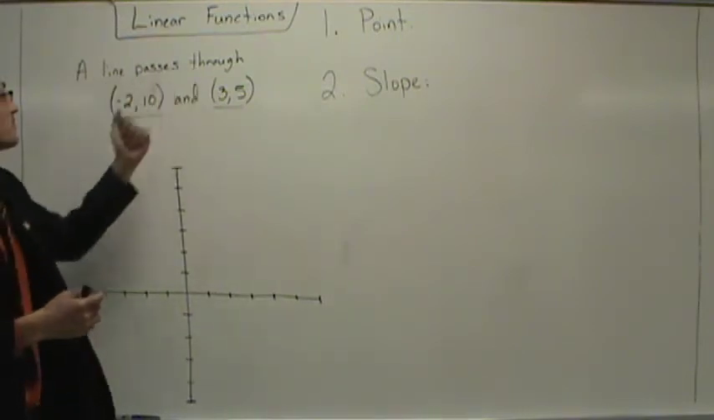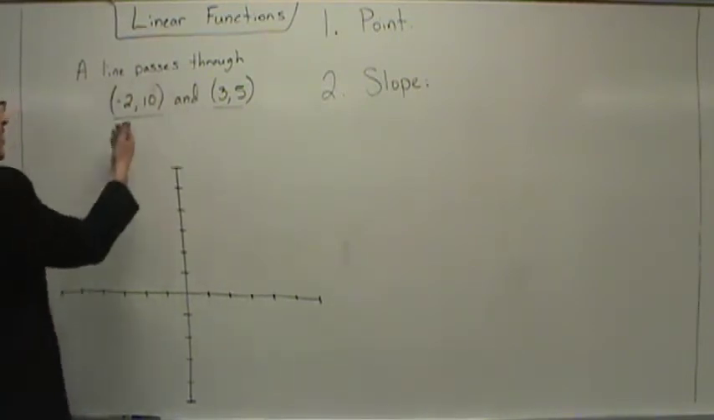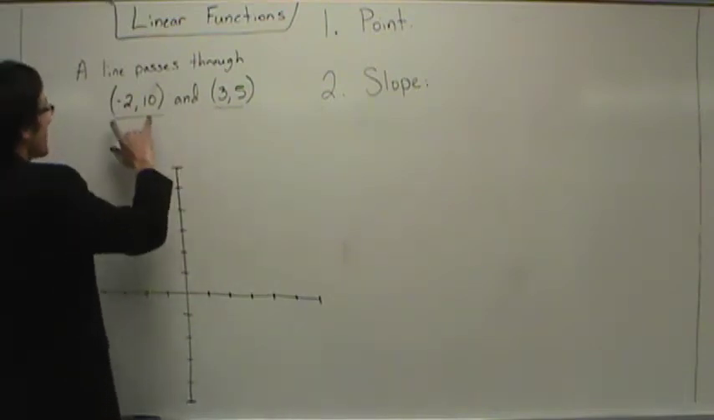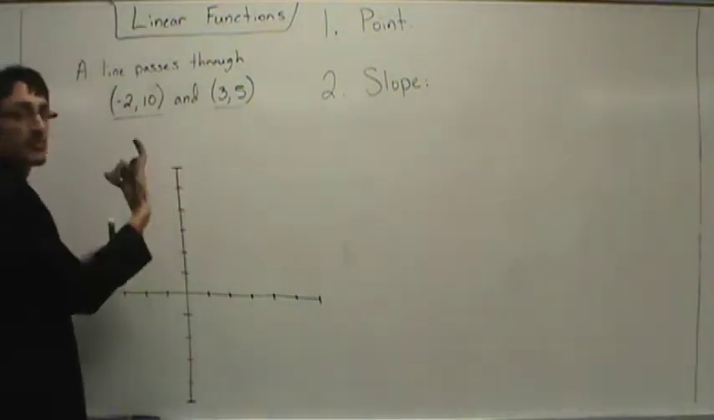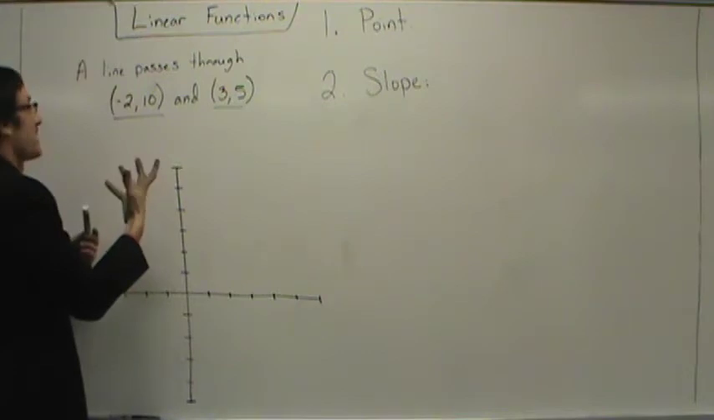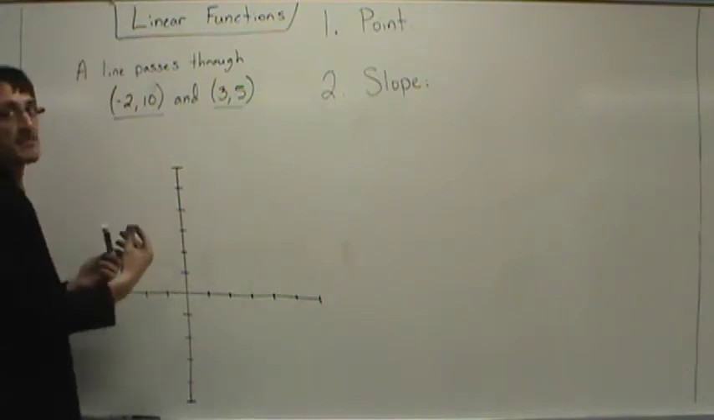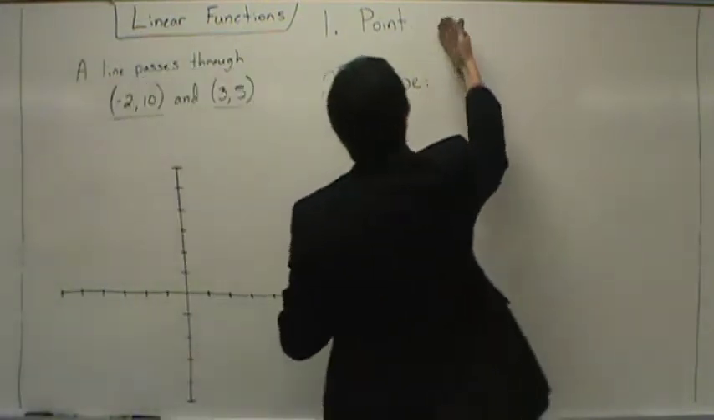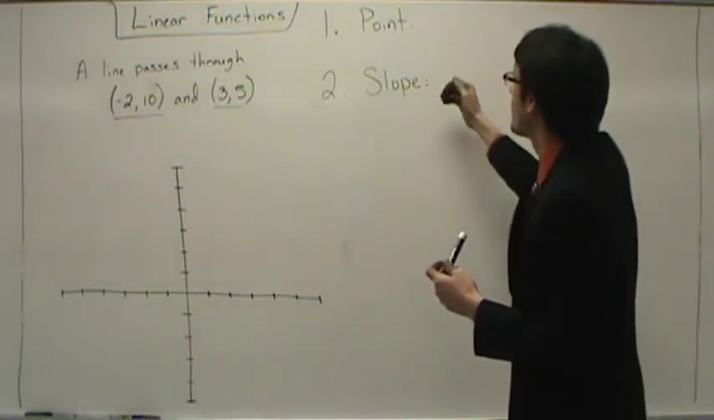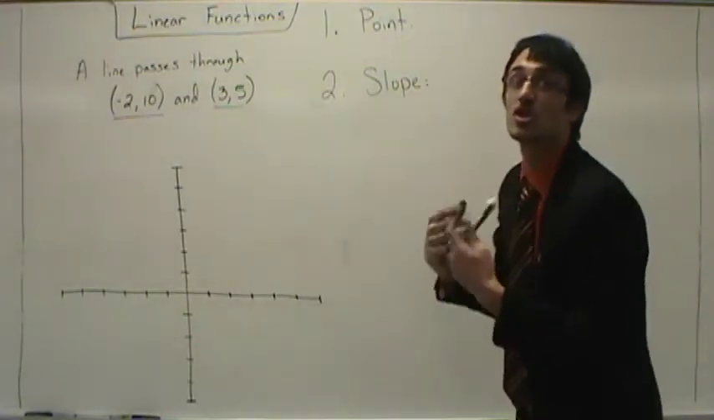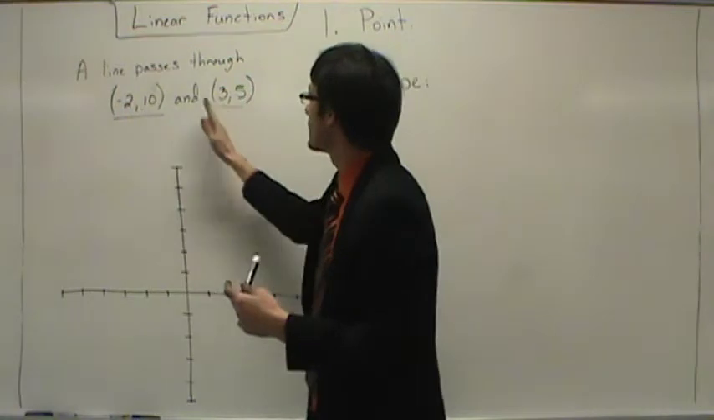A line passes through two points. Okay, so in the problem, you've been given two points. It passes through the point (-2, 10) and the point (3, 5). And, okay, well, now we're missing a piece of information. So of these two pieces of information, which one do you already have? Well, hopefully you say we have a point. Okay, you have a surplus of points. You have how many? You have two points.